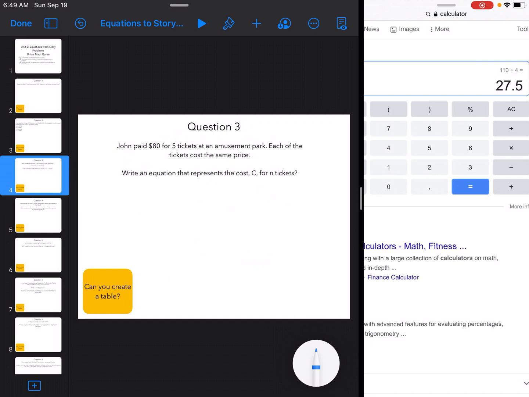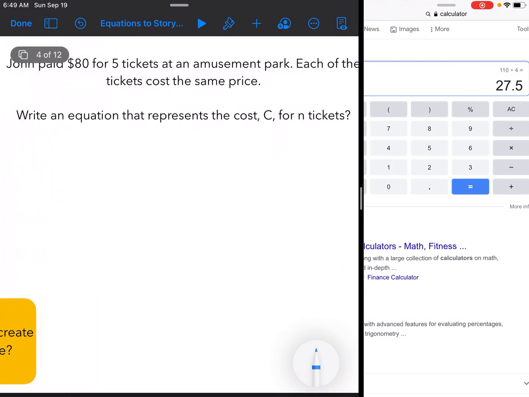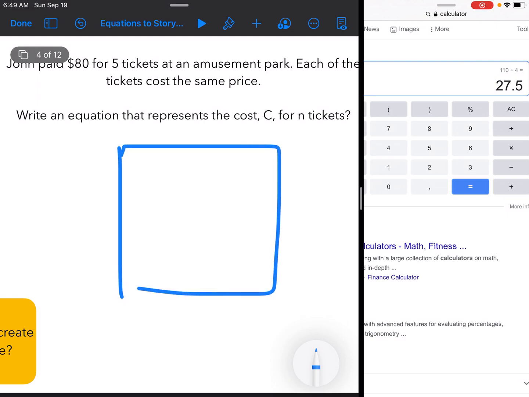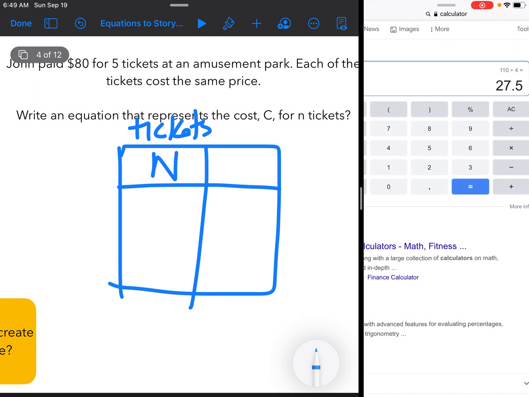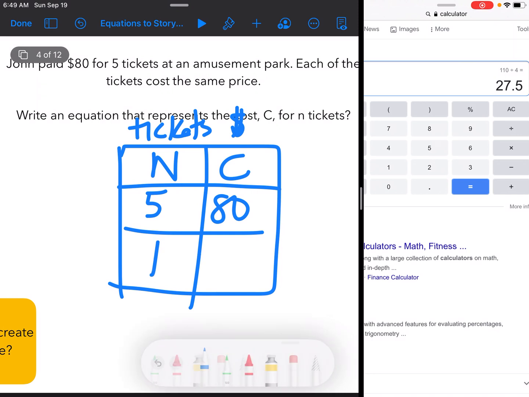John paid $80 for 5 tickets to the amusement park. Each of the tickets cost the same price. Which equation could be used to find C, the cost, for N tickets? Alright, so I'm going to make a table. And I know that I have N, and I'm going to write tickets up here so I know what I'm doing. And cost, so that's money. So I know 5 tickets cost $80. To write an equation, I need the constant of proportionality, so I need the amount for 1. So I'm going to put a 1 there.